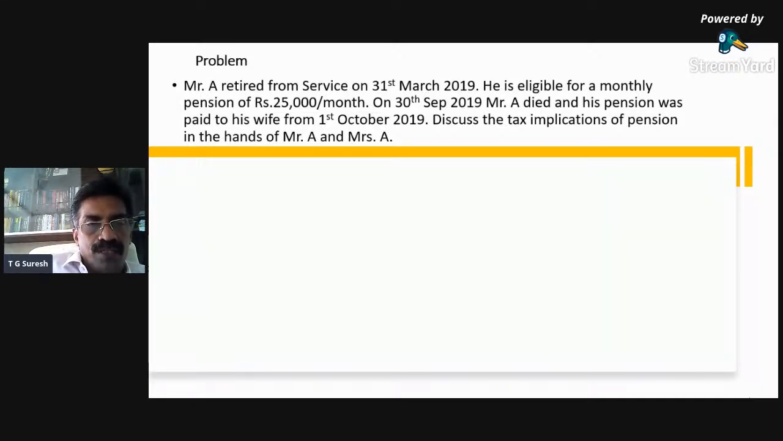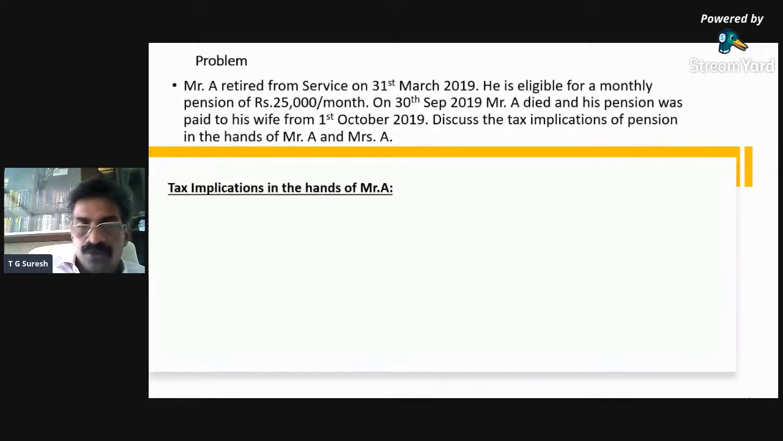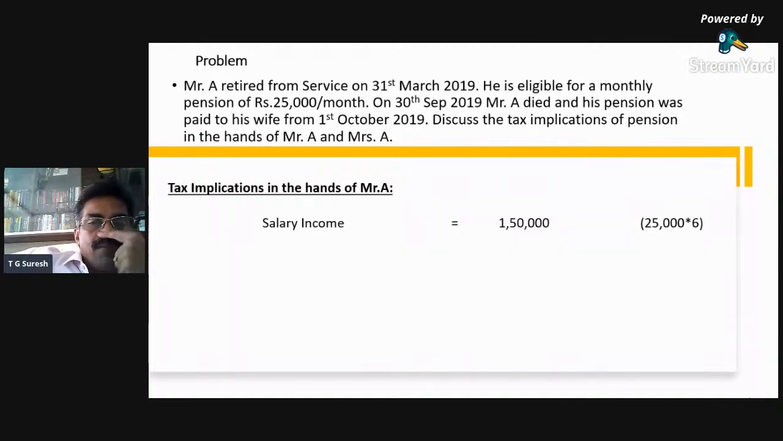Further, the board has already given a press release that pensioners will also be eligible for standard deduction. So therefore, in the hands of A, salary is 1,50,000, which is 25,000 for the 6 months.